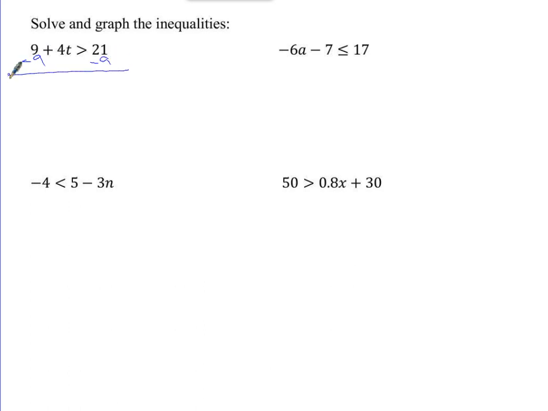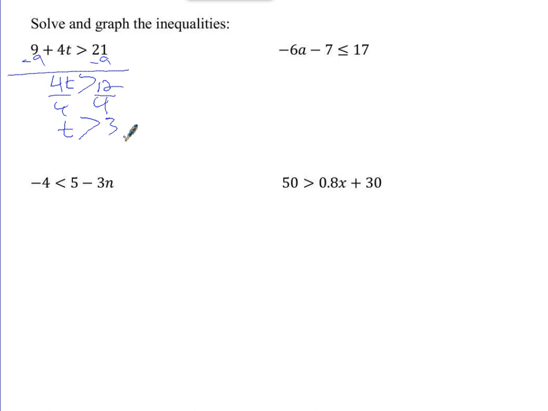And that gives me 4t. I don't flip the inequality here. Greater than 12. Now what? Divide both sides by 4. And we get t is greater than 3. The directions say solve and graph the inequalities, so we solved it. Let's put that in set builder notation.